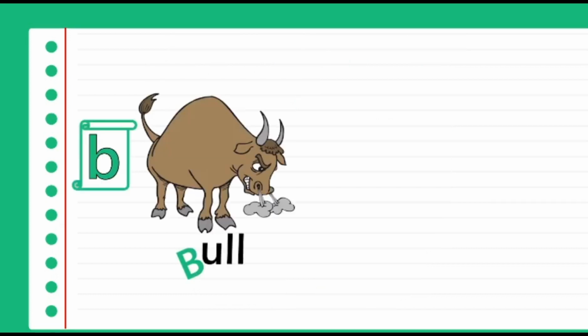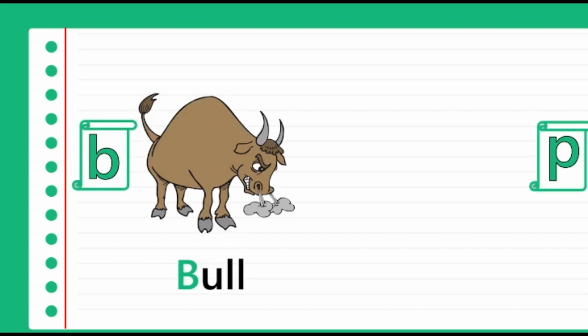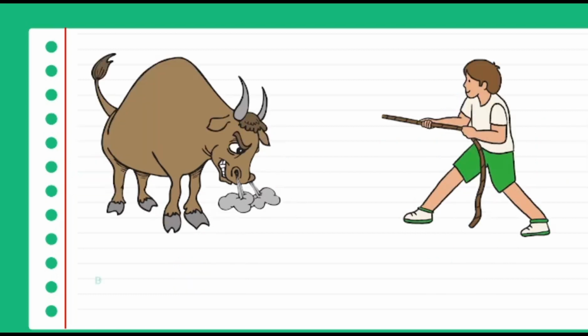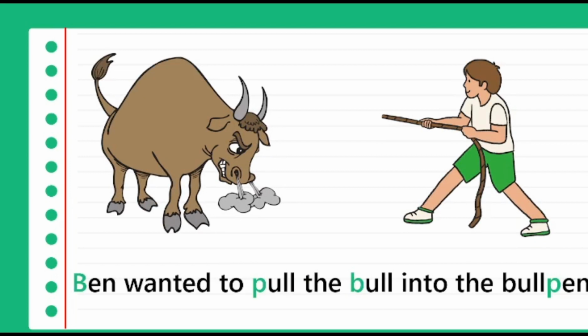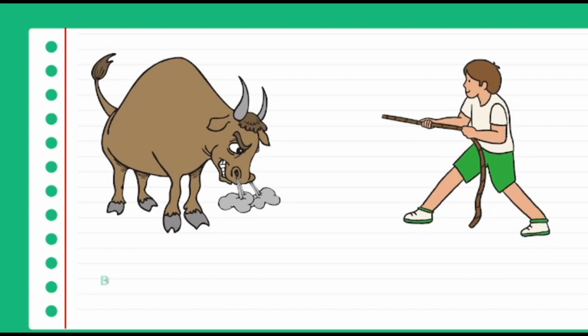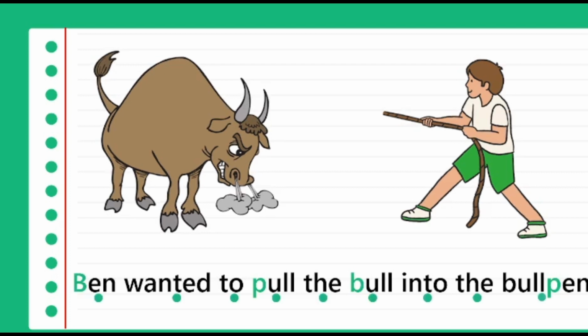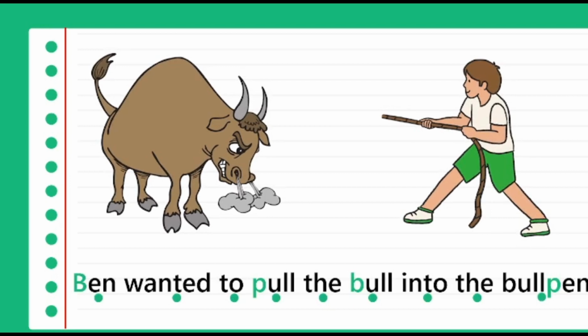Our next words, we have B, bull, P, pull. In the sentence, we say, Ben wanted to pull the bull into the bullpen. And now it's your turn. Good.